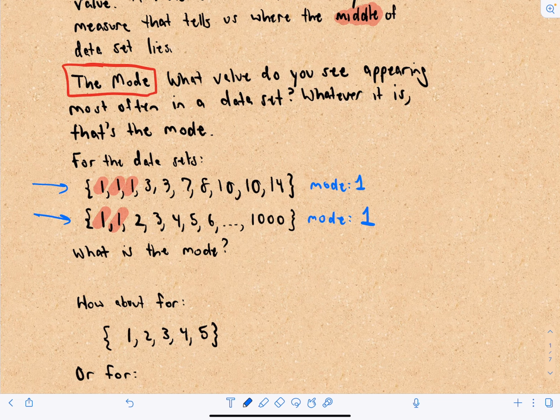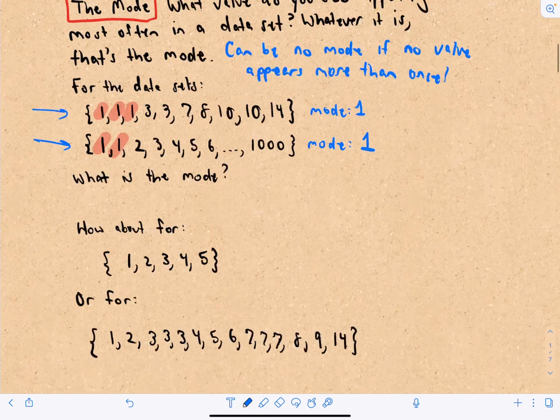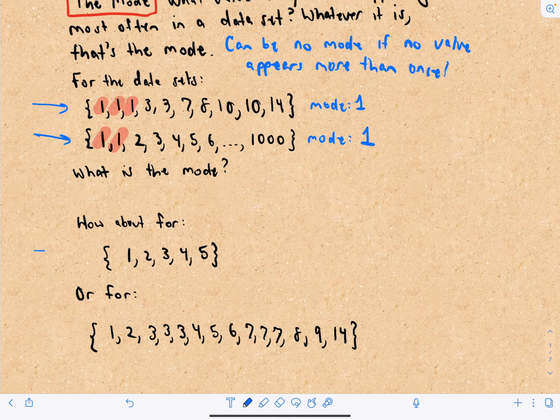Notice one thing that's important. There can be no mode at all if no value appears more than once. And that is the very next example here. If you look at this data set, 1, 2, 3, 4, 5, nothing appears more than once. In this case, there's simply no mode.